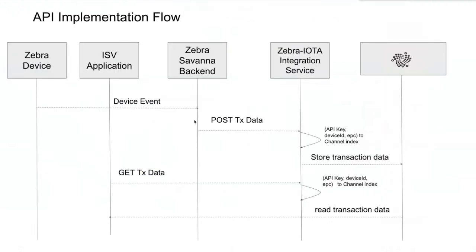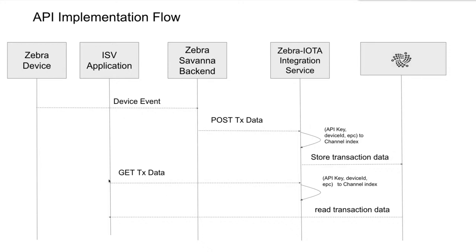So just to summarize, we have the reader, the Zebra device, and the event that comes to Zebra Savanna, as Dino has introduced. That event is posted to the Zebra IOTA implementation of the API. The event includes the device and the EPC, which is actually the RFID, and we store the data. We obtain the index from the device ID and the RFID ID. We obtain the channel index, and we store the data into the Tangle.